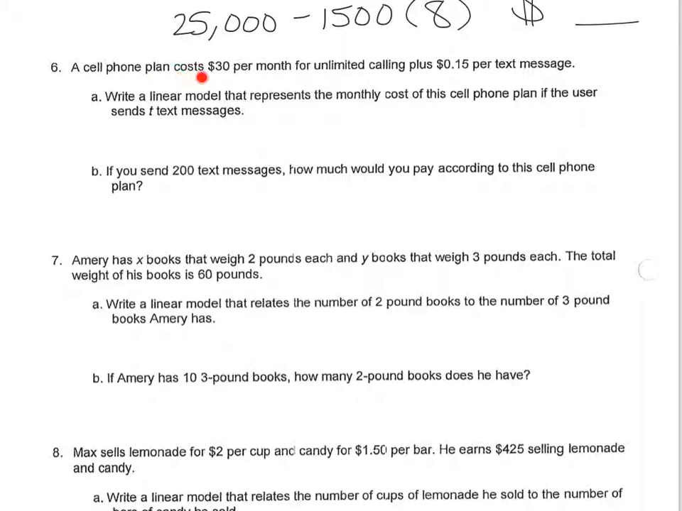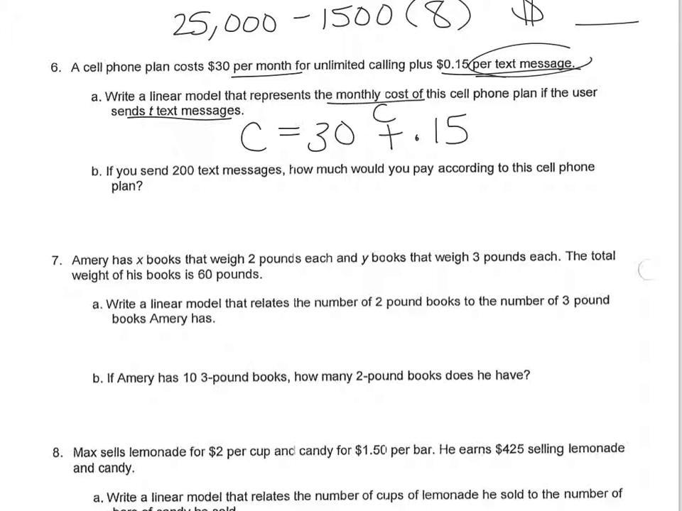A cell phone plan costs $30 per month for the plan plus 15 cents per text message. Write a linear model that represents the monthly cost of the cell phone if the user sends T texts. So the cost is equal to $30. Now this is just for a month, so we don't have to do 30M. It's just going to be $30 for a month, plus 0.15 per text message T.